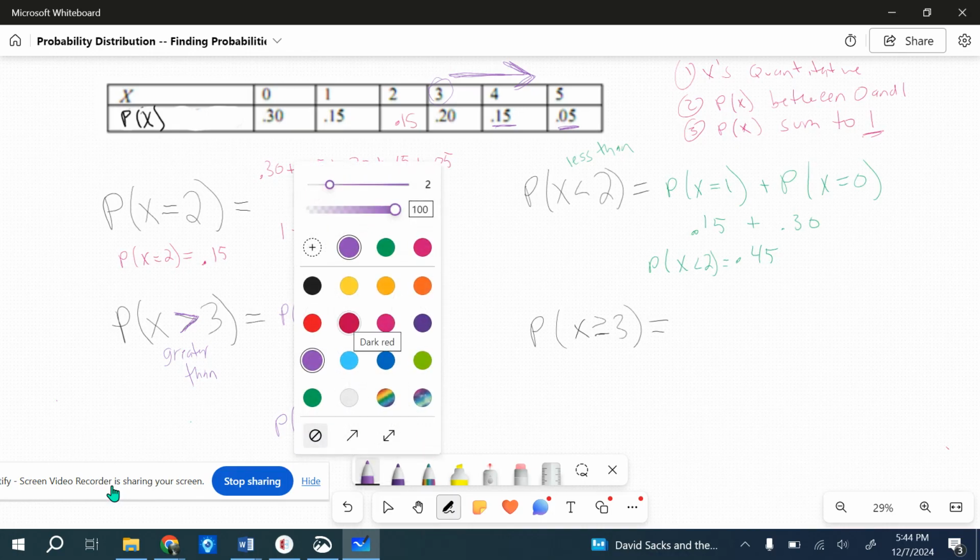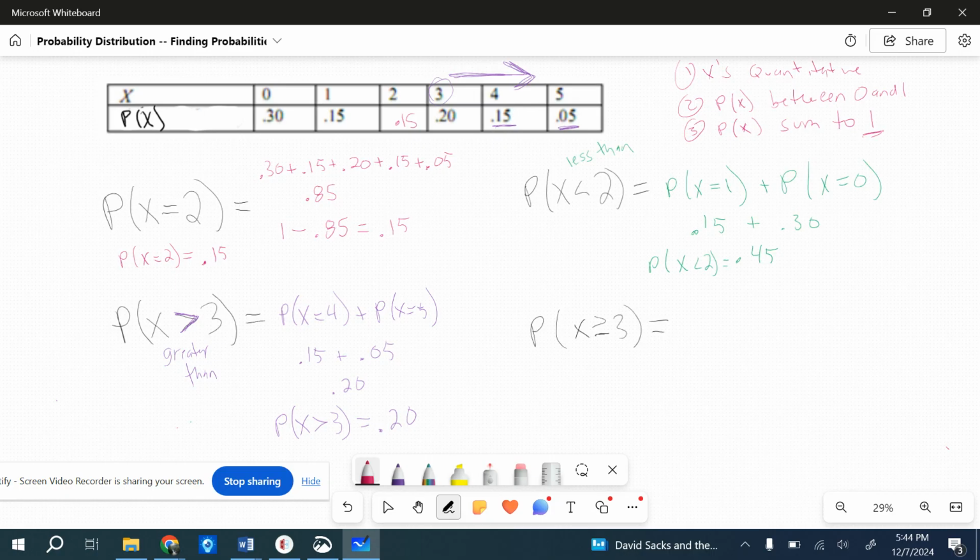Now our last one's a little bit different, because on this last one, it's asking for the probability that x is greater than or equal to 3. So that little line on the bottom means or equals to. So this is greater than. Notice the arrow is going to the right, and then it's or equal to.